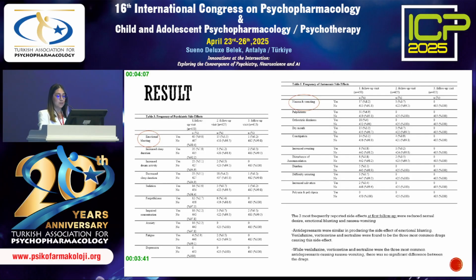So, what are those? The three most frequently reported side effects at first follow-up were reduced sexual desire, emotional blunting, and nausea and vomiting. Antidepressants were similar in producing the side effect of emotional blunting.